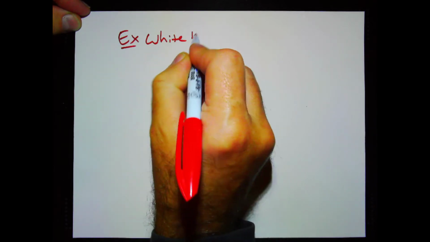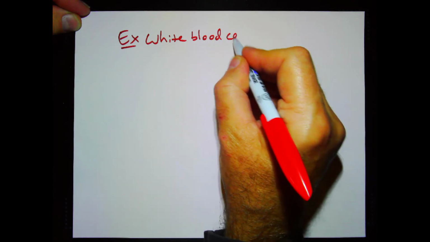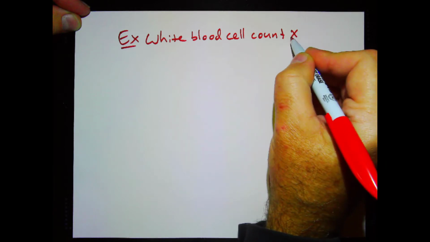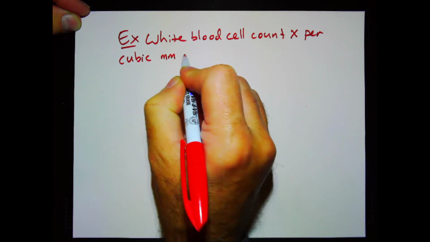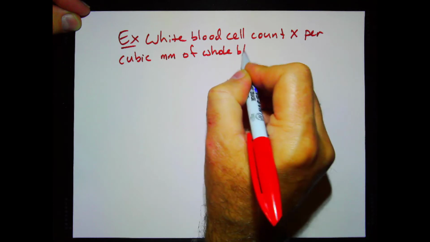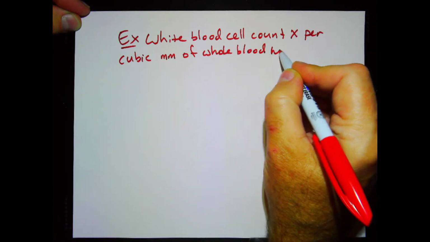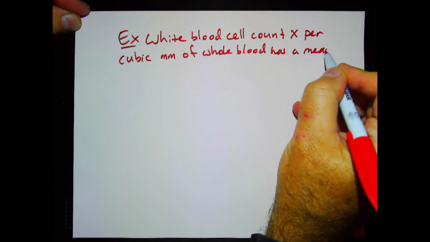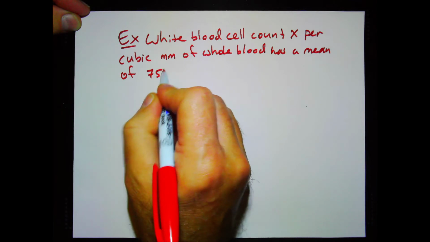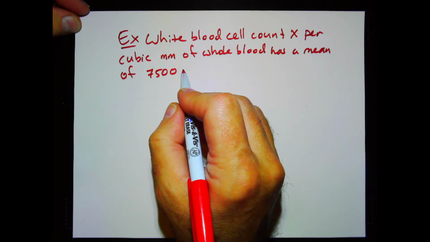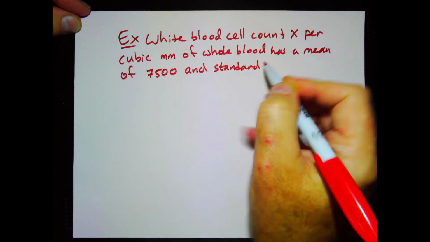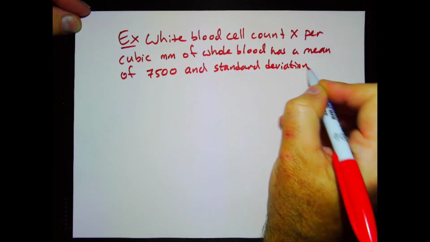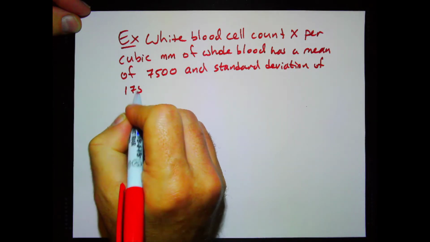In our next example, we're going to suppose that white blood cell count X per cubic millimeter of whole blood has a mean of 7,500 count per cubic millimeter, and standard deviation of 1,750.